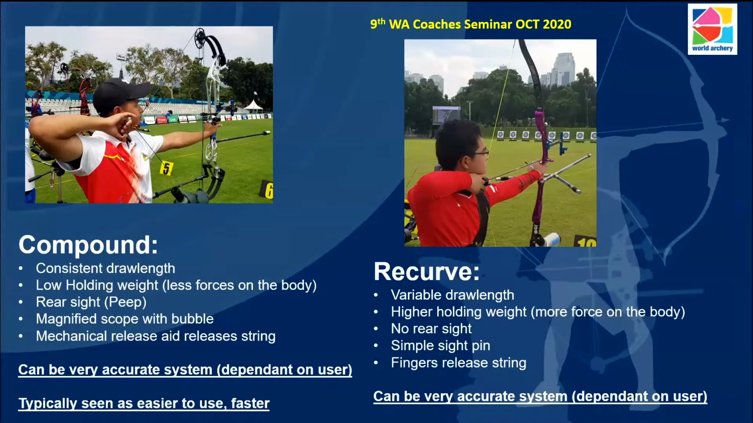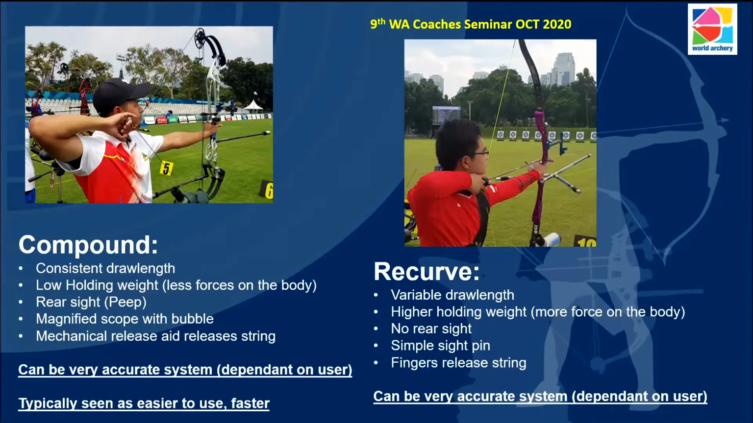Those differences are that the draw length is very, very consistent. Those wheels at the top and bottom of the bow are called cams, and they have an adjustable draw length system. That means you can pull it back and get the exact draw length every time. It also has a lower holding weight due to the design of those wheels or cams. It means that the athlete will not be holding a high amount of poundage at full draw. They'll also use a peep in their string, which is a round circular device to look through. They'll also use as their aiming device a magnified scope, which typically has a bubble in it as well. And finally, you'll note that the archer is holding onto a release device, a mechanical device. That device actually helps them let go of the string.